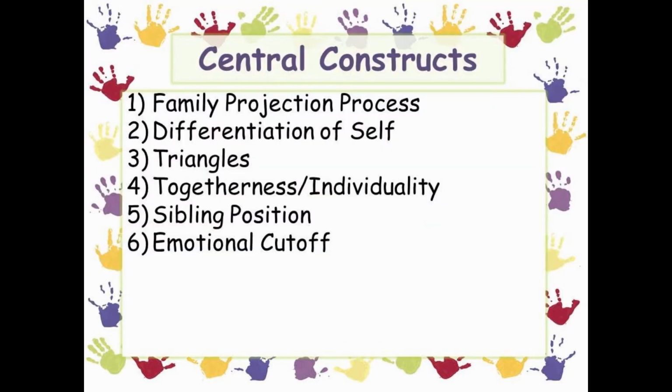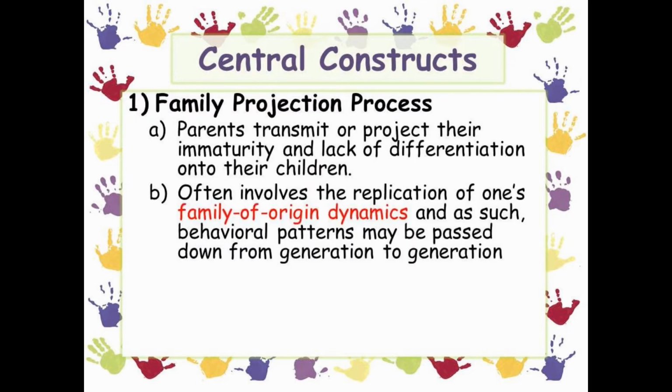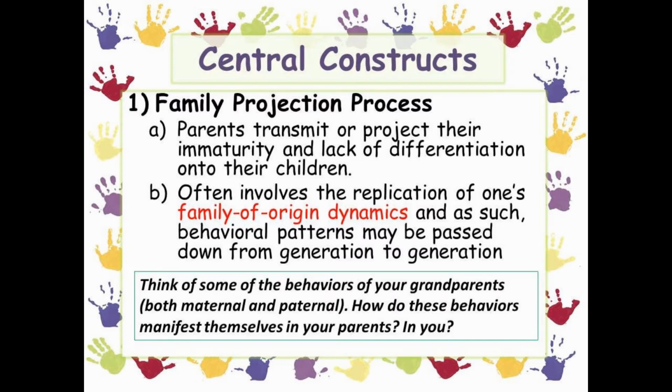Now here are the central constructs of Bowen's model. The family projection process involves the parents and how they transmit or project their immaturity and lack of differentiation onto their children. And because it is intergenerational, it also involves how family of origin dynamics may be passed down from generation to generation. Think of some of the behaviors of your grandparents. How do they manifest themselves in your parents and in you?